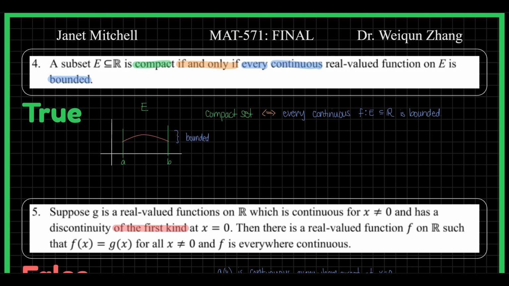Okay, here's number four. I chose true for number four. This is about compact sets, and here I drew a little picture. If we have a continuous real function on E that is bounded, then it is compact. And compactness is about being a closed interval and bounded, so the function isn't going off into infinity somewhere. It's kind of like being contained. So I chose four as true.